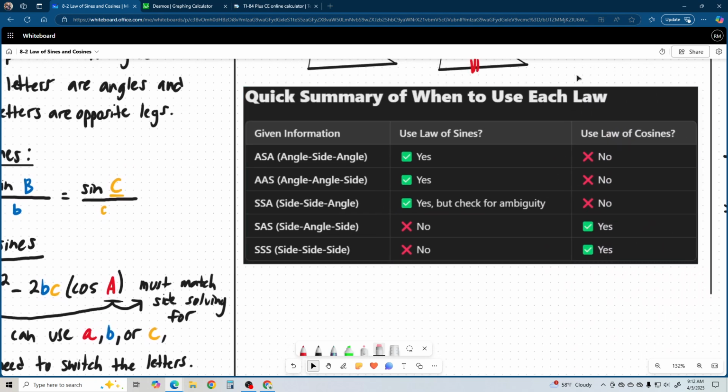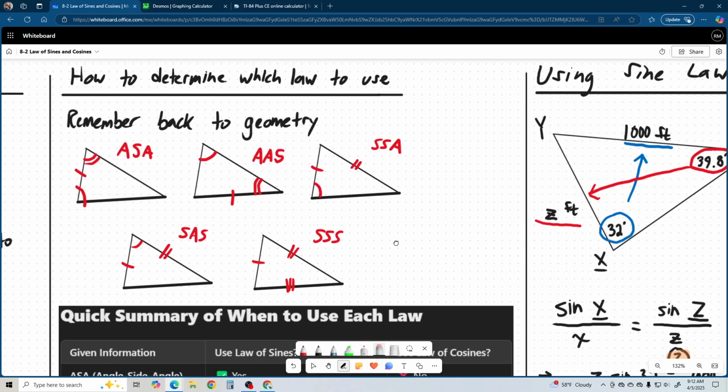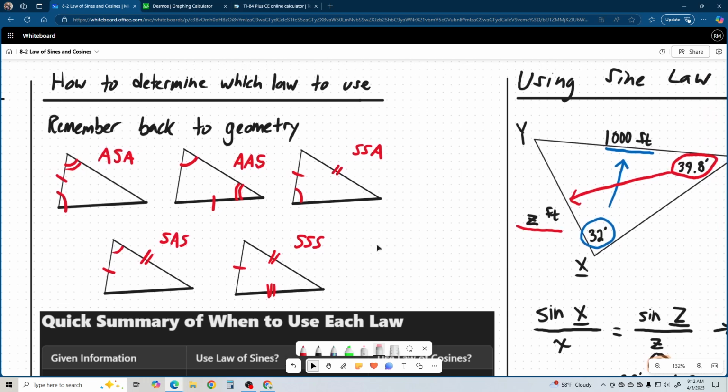So when are we supposed to use these? Well, let's think back to triangle congruence that you did in geometry. So we had a bunch of different ways that we could prove that triangles were congruent. For instance, we had angle, side, angle, which is where the side was smashed in between the angles. So we had an angle, a side, and then an angle.